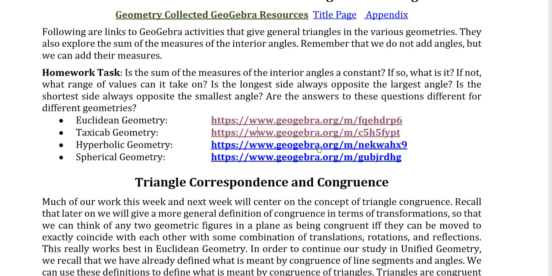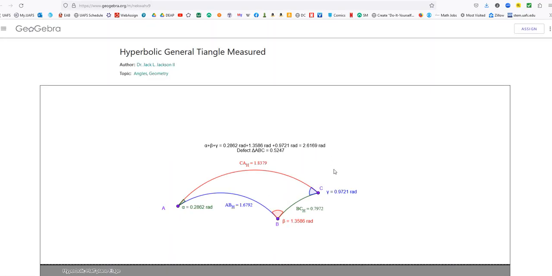Okay, let's look at this one right here. Hyperbolic. Here we have a hyperbolic triangle, and it's measured. Since the angles are measured exactly the same way in the taxicab geometry, the angle sum is going to be pi or 180 degrees for them as well. But look what happens in hyperbolic. Here we have the hyperbolic angle measurements in radians. There's one, there's another one. If you add those up, you get about 2.8 something.